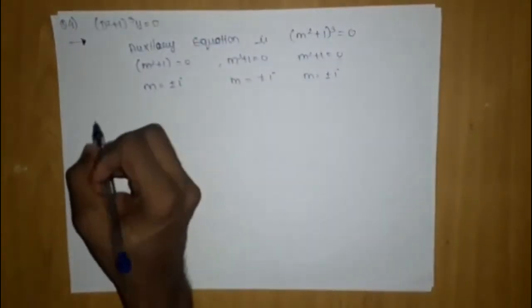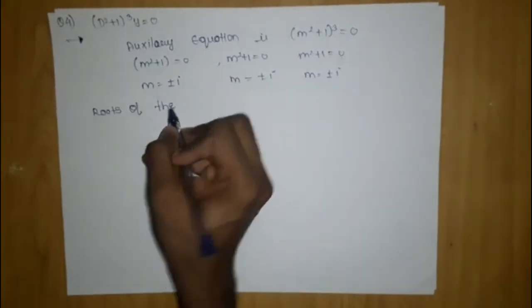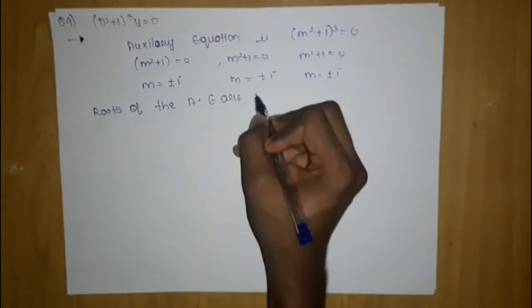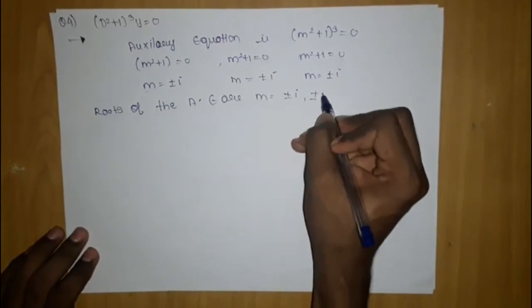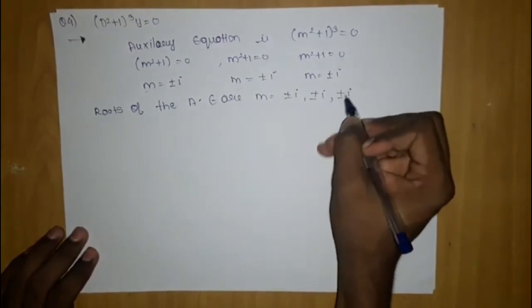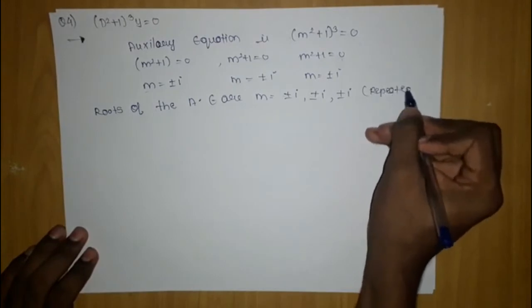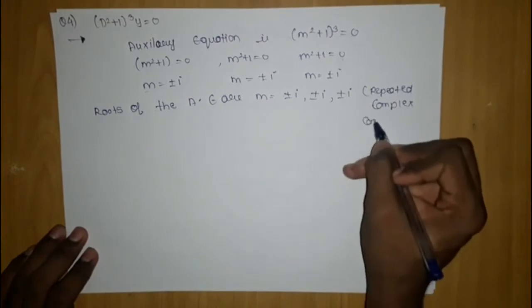So the roots of the auxiliary equation are m equals plus minus i, plus minus i, plus minus i, repeated complex conjugates.